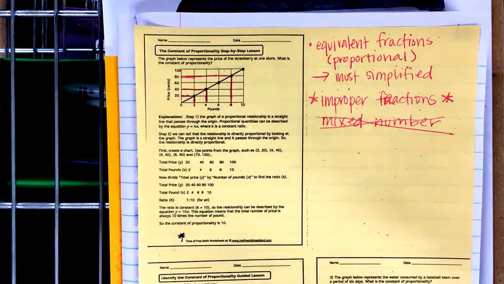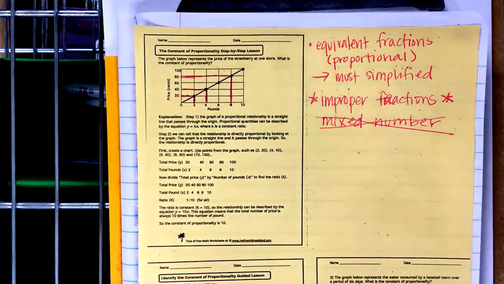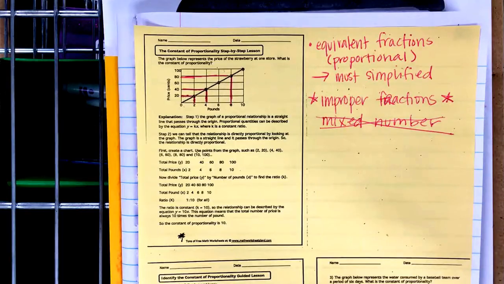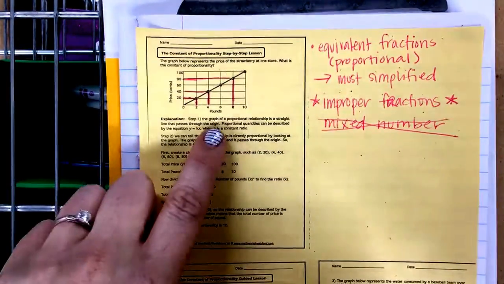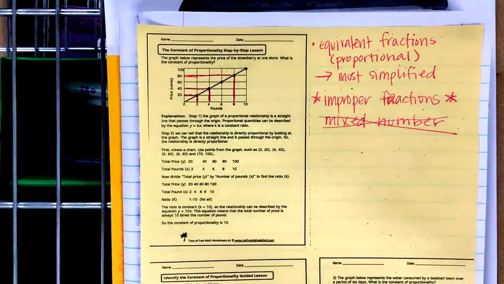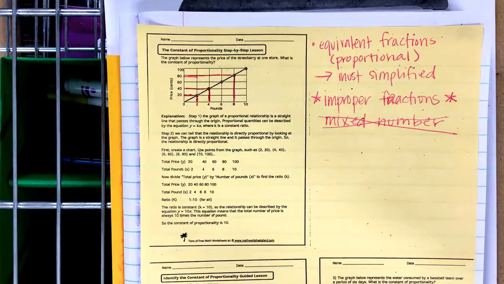All right, so it says the proportional graph is a straight line. It passes through the origin. A proportional quantity can be determined by this equation, right? And we'll talk about this equation in a minute. Step 2. So is this a straight line? Step 1, yes. Does it go through the origin? What's the origin? 0, 0. I'm going to highlight the word origin.